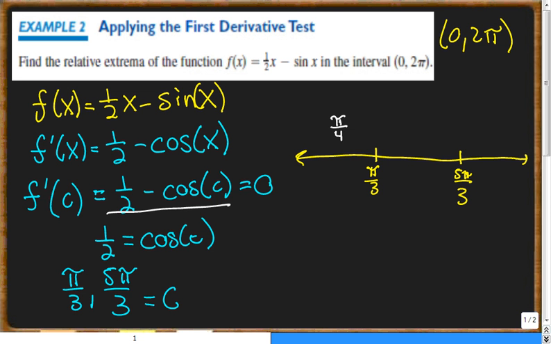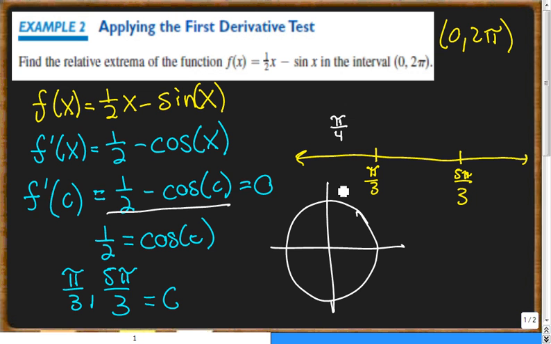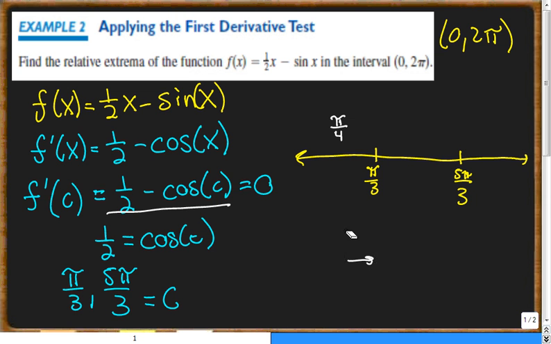Well, if we pick pi over 4, the cosine is going to be larger than 1/2. If we think about your unit circle, pi over 3 and 5 pi over 3 are here. Cosine's larger this way. So we are going to have a larger value of that, and 1/2 minus a larger value would give us a negative.